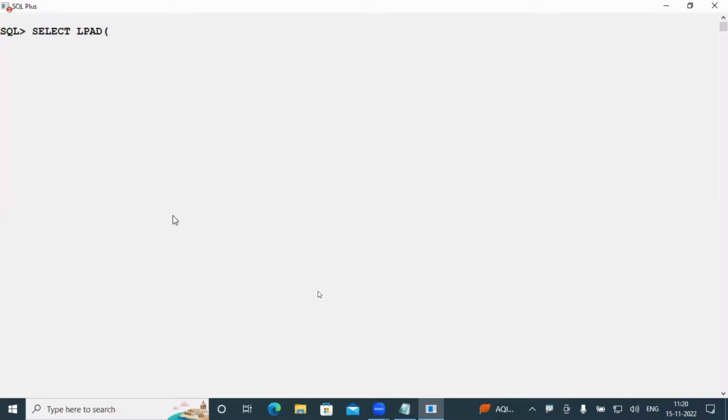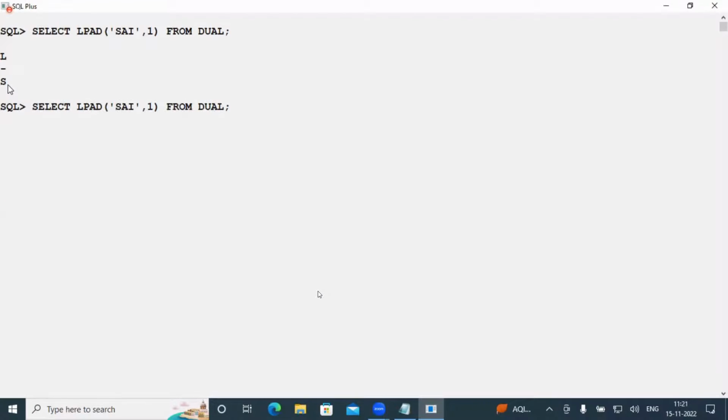Now let's see how LPAD is used. Carefully observe. One of my strings was 5, and suppose I give the length as 1 and I'm not giving the second string, selecting from dual. You can see what happens. In LPAD, on the left side, only as many characters as the length are taken, which is 1 character. Here the length is less than the string length, which is 3 characters, and my length is 1. So from the string, as per the given length, that many characters will be returned.